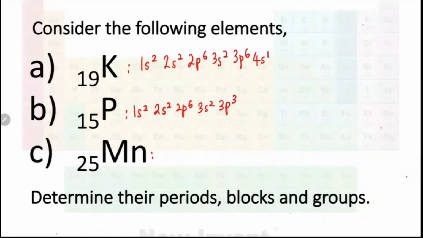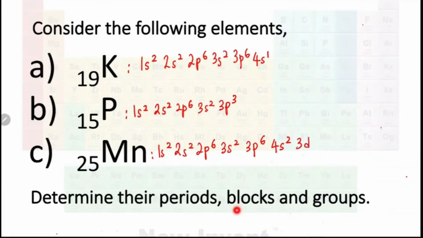Okay, how about manganese? Manganese 25, Fatin. 1s2, 2s2, 2p6, 3s2, 3p6, 4s2, 3d5. Okay, good. So we will use this electronic configuration to determine their periods, blocks and groups.